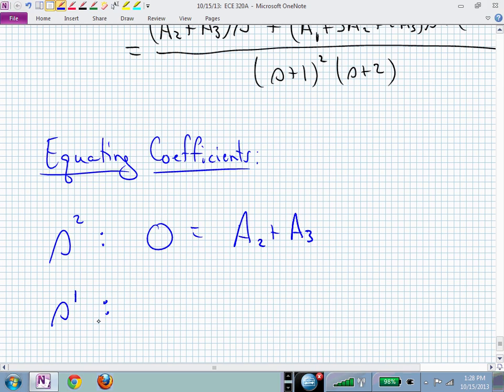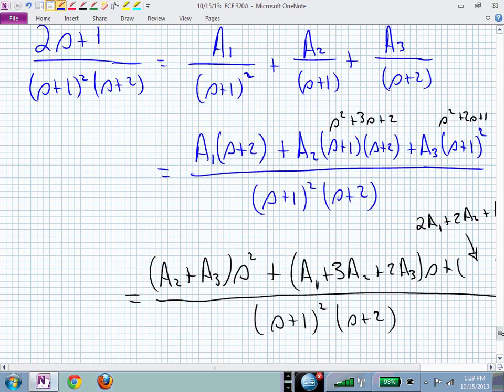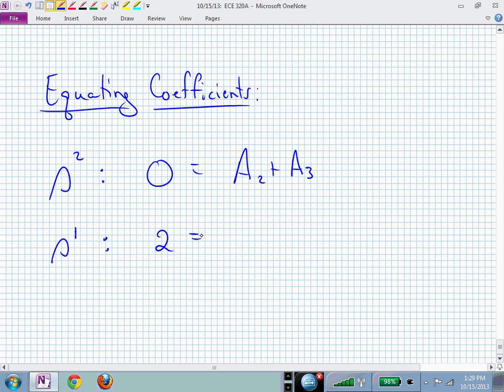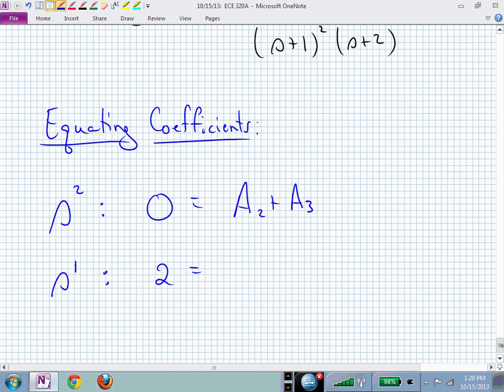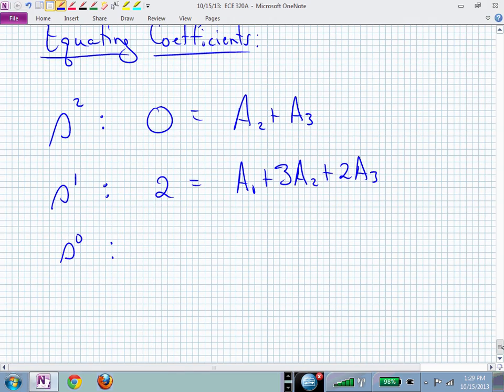But if we just do it the brute force way, now we have 2 on the left, and that's equal to what was scaling s here, which was a1 plus a sub 2 plus 2a sub 3. And our constant coefficient, or s to the 0, was a 1 on the left, and that was equal to what I ran out of room with before, 2a1 plus 2a sub 2 plus a sub 3.